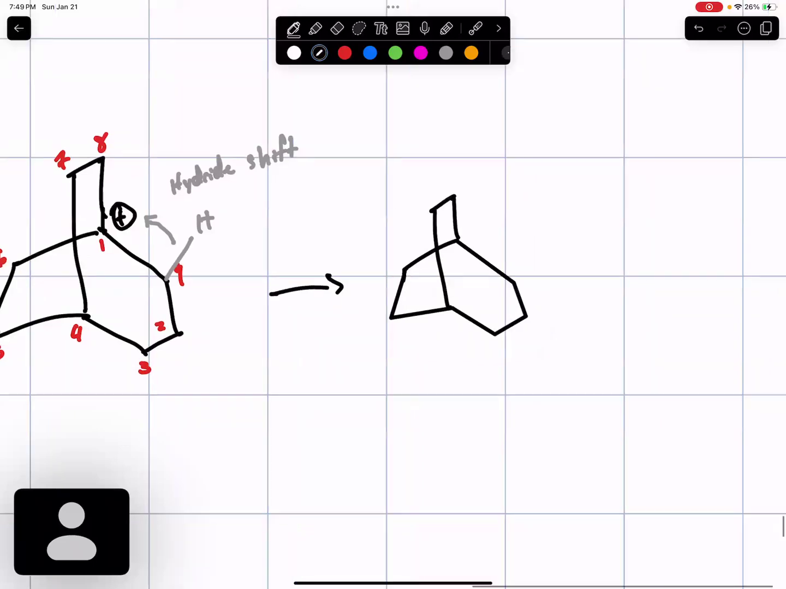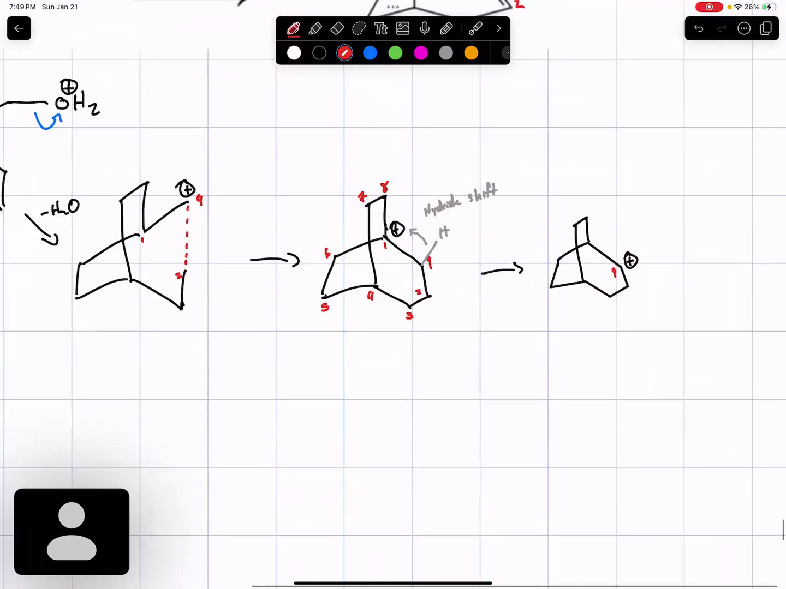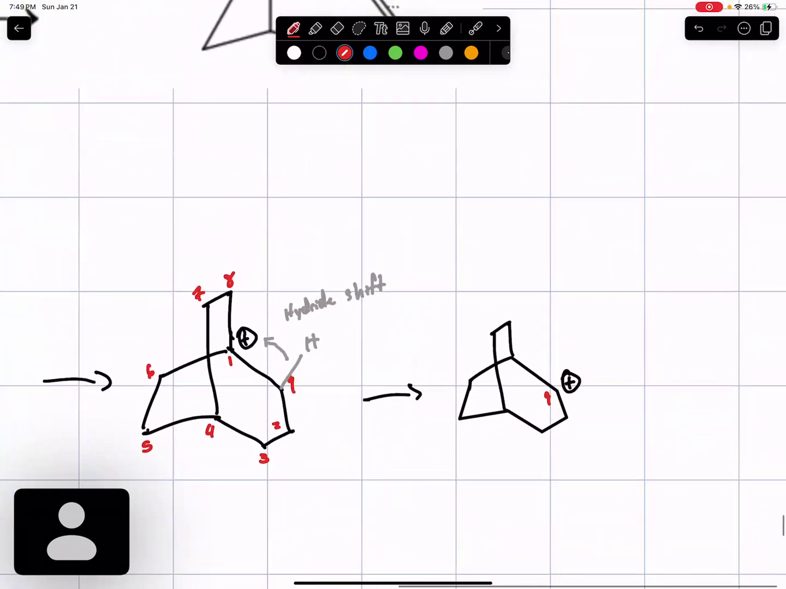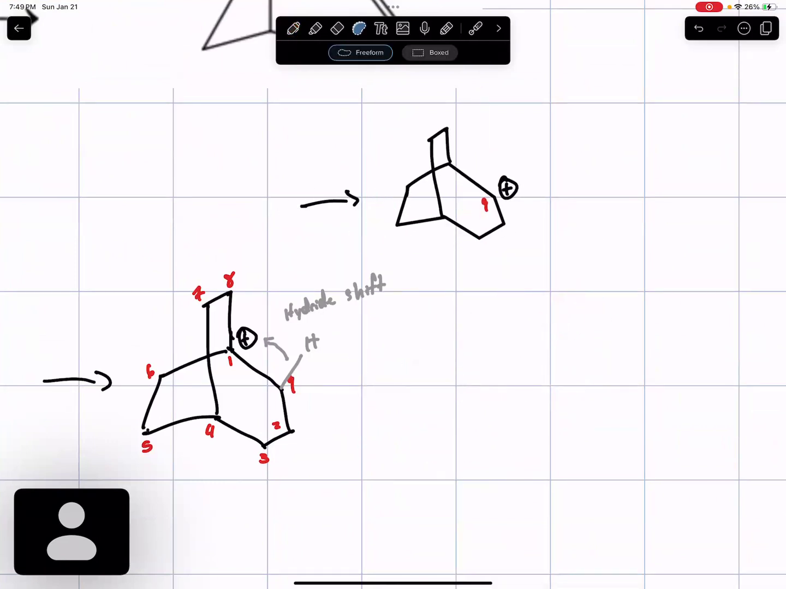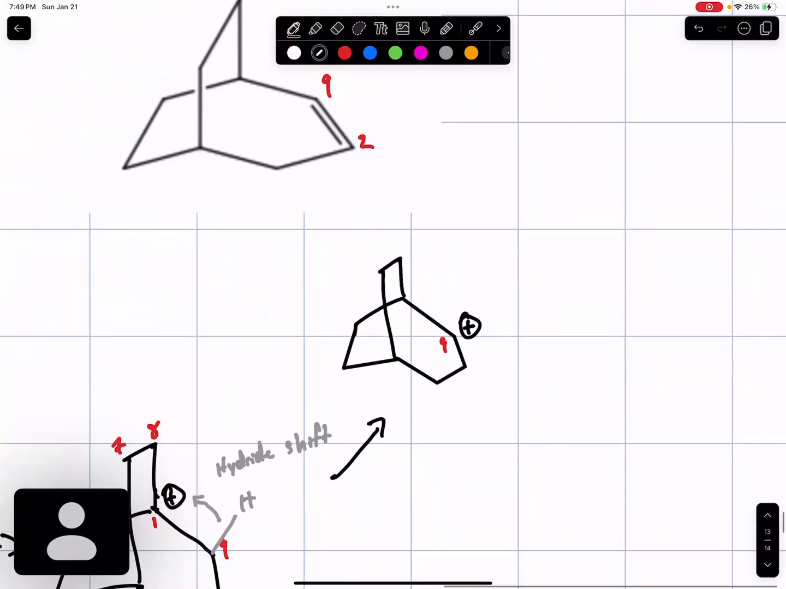So once we do that hydride shift, we place that positive charge on carbon number 9. Okay, this was carbon number 9. Okay, cool. We're getting closer to our product. Maybe I should draw it up here. We're almost there. What's our final step?